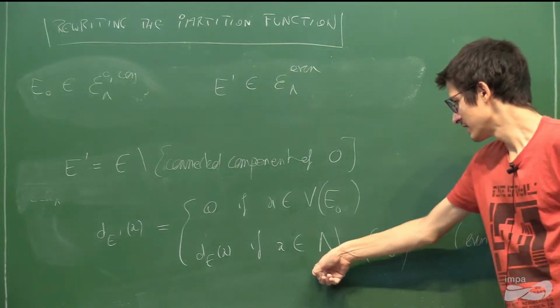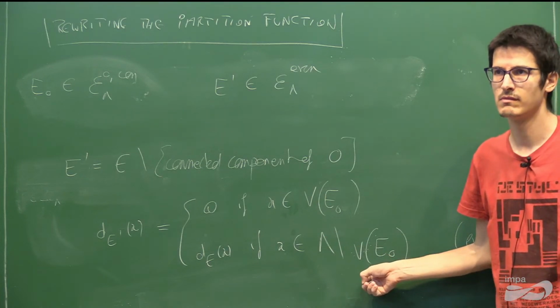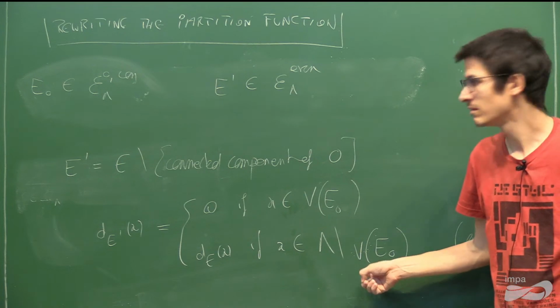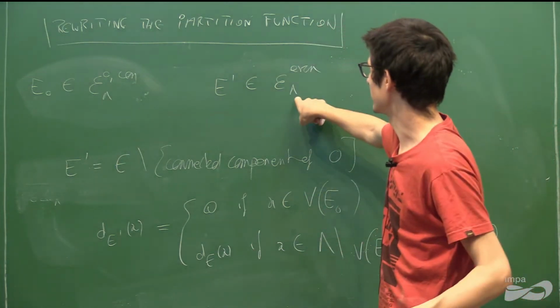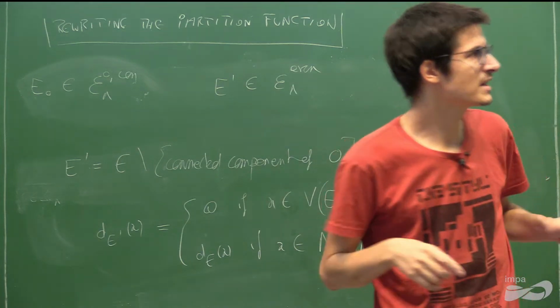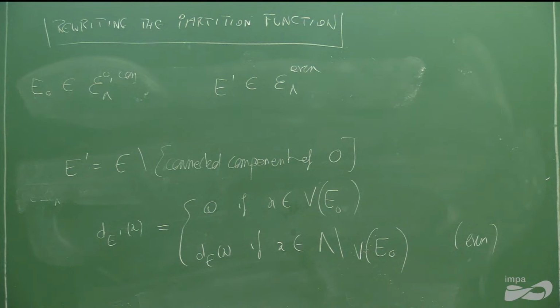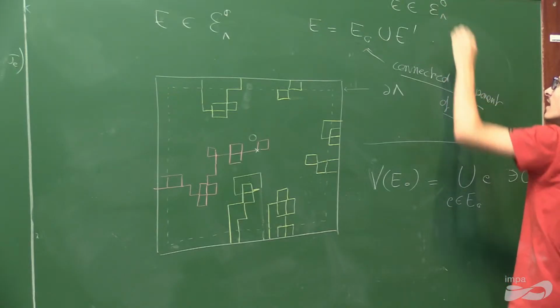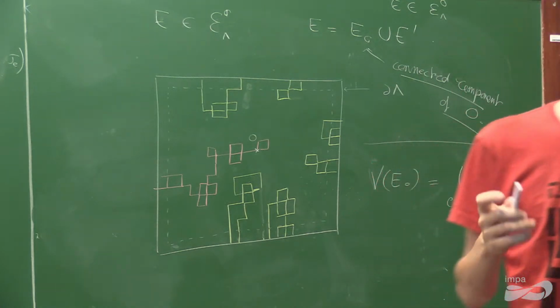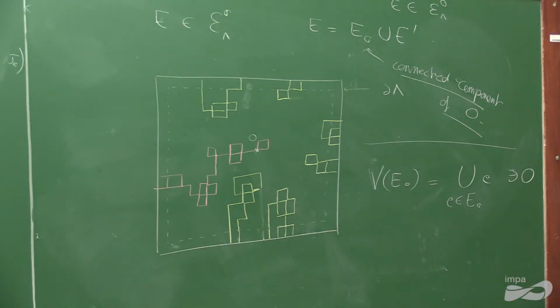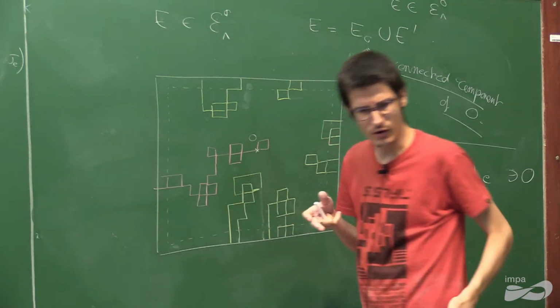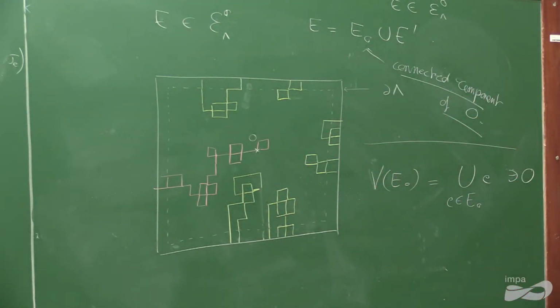Because this set does not contain 0 by definition. Okay, so this is just to justify that E prime is in this set. So therefore, you have this decomposition: if you have a configuration in E lambda 0, you can decompose it into a configuration of E lambda even and some connected component of 0. Okay, so we are almost ready to conclude.